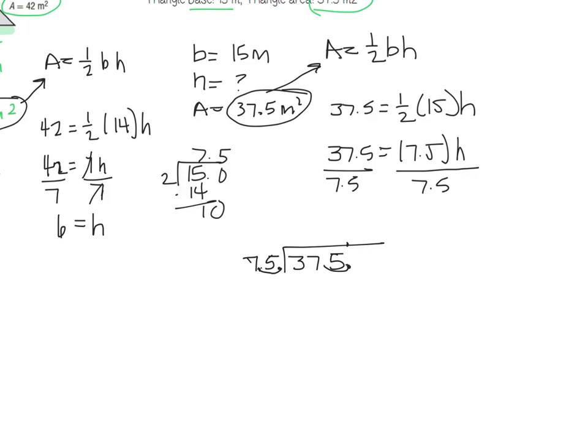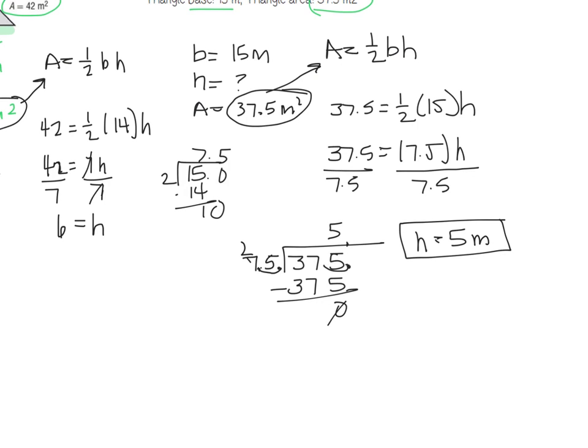So let's do some estimation here. I know that 7 times 5 is 35, so I'm going to try with 5. And we have 5, 2, 35, 37, and boom, right on it, no remainder. So my height is equal to 5 meters. It's not squared, it's not area. There we go.